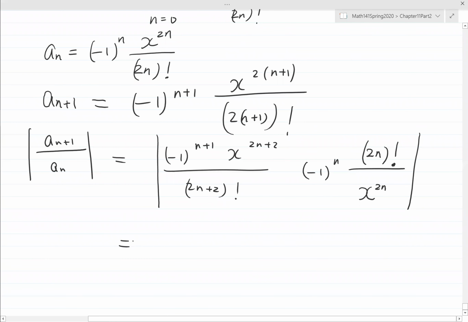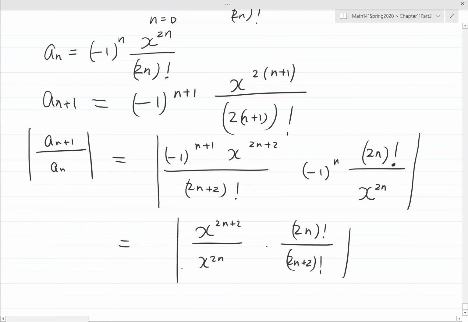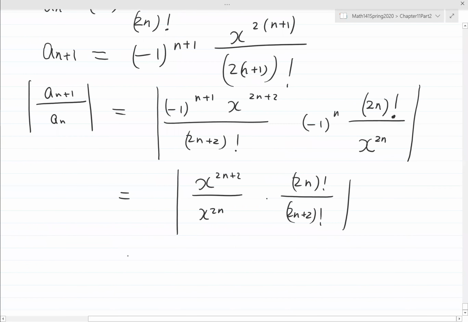So this will be x terms with x terms, then we have 2n factorial over 2n plus 2 factorial. Now for x, use the power rule. We get x squared, since x to the 2n plus 2 over x to the 2n cancels. Now remember, 2n factorial is 1 times 2 times 3 all the way to 2n. And 2n plus 2 factorial is 1 times 2 all the way to 2n, times 2n plus 1, then times 2n plus 2.